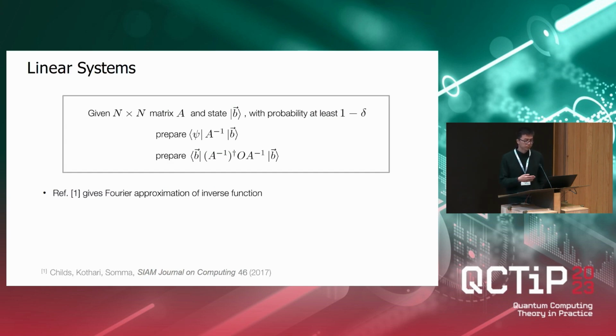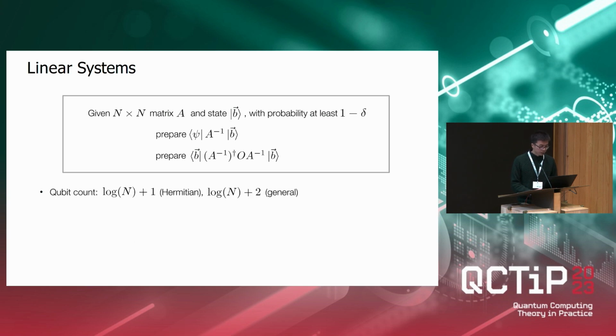So in the case of linear systems, the function that we care about is the inverse function, right? And it turns out Fourier approximations of the inverse function have already been widely studied, and so there's one that's nice for our purposes. And so we can write down the complexities in this case. And we can see the main goal is achieved, which is that we're using a logarithmic number of qubits with no additional overhead.